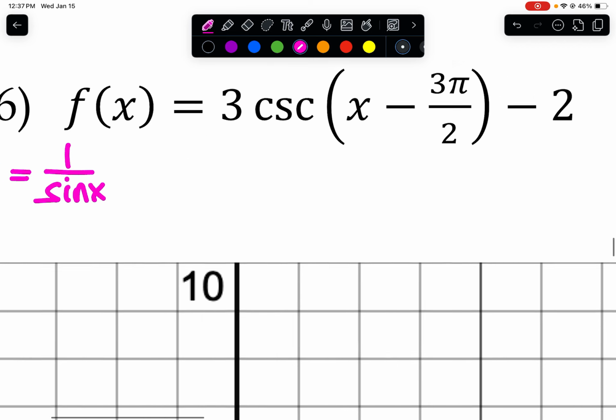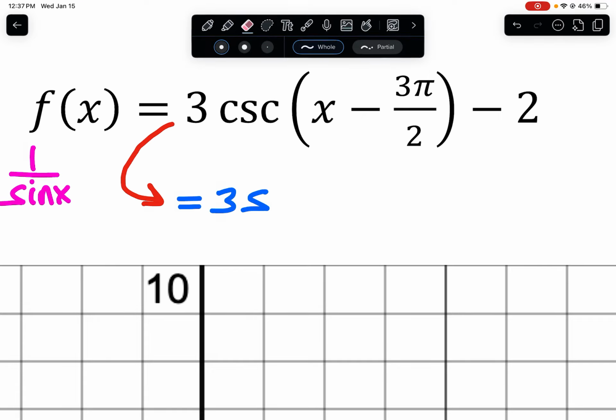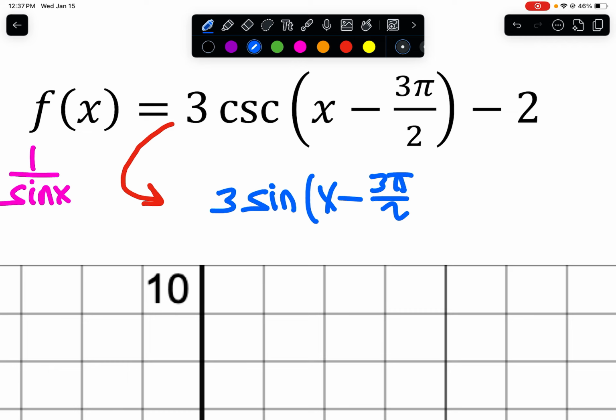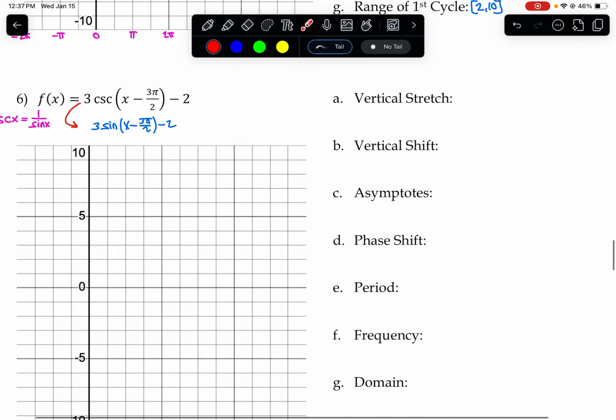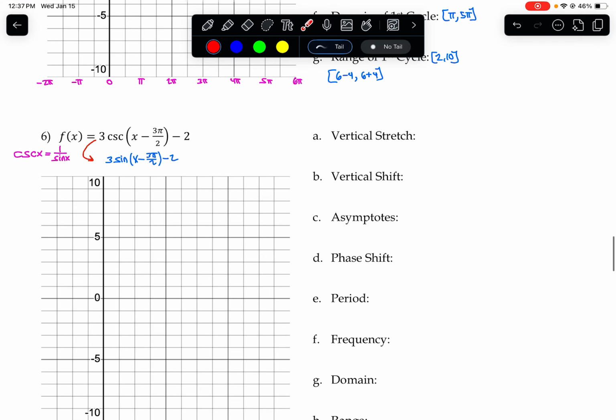So what I'm actually going to do is instead of just going straight into cosecant, I'm actually going to plot, well, no, it's not equal, but I'm going to plot 3 sine of x minus 3 pi over 2 minus 2. So I'm going to start with this graph. It's going to give us kind of the foundation and the groundwork in order to graph the cosecant function. All right, so we're still going to fill in the attributes based on cosecant, but a lot of those attributes are actually kind of similar to the sine graph.